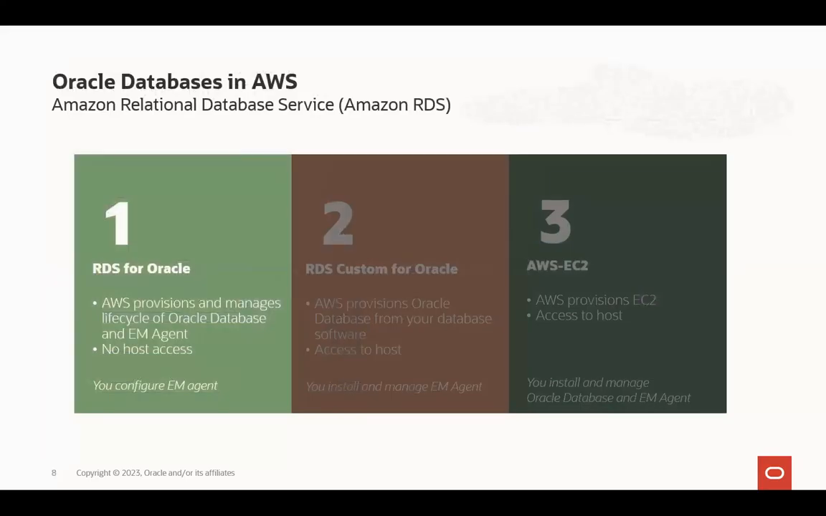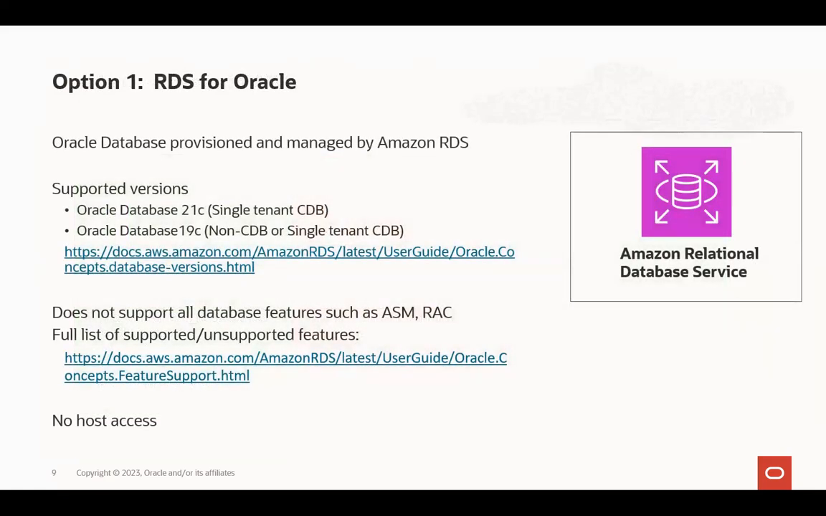Now let's take a look at the first option, RDS for Oracle. In this option, the Oracle database is provisioned and managed by Amazon RDS. Its supported versions include 19C and 21C, and we've also included a link to their documentation on supported versions. They also indicate the list of features that are not supported, such as ASM and RAC. For your reference, we've also included a link to their list of supported and unsupported database features. In this option, note that there is no access to the underlying host.